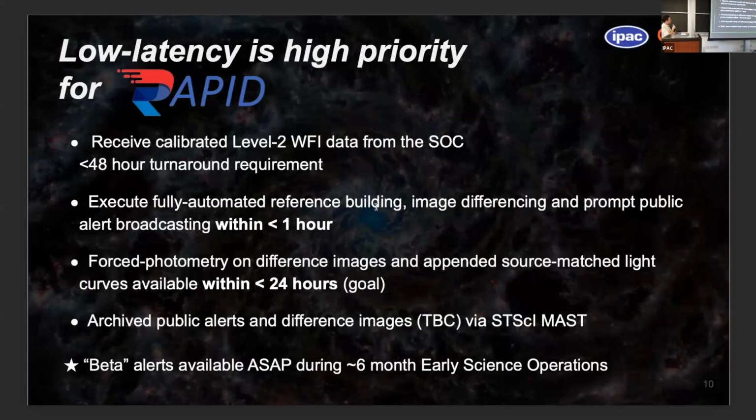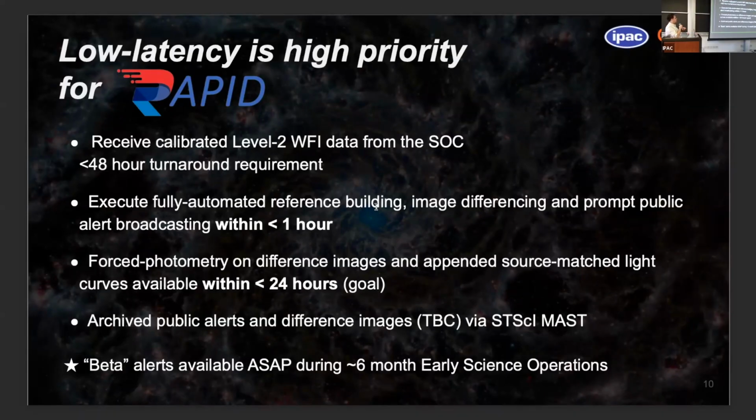So I'm running a little short on time, so I'll move through this quickly, but I want to get to what Rapid is actually going to deliver. Our highest priority, of course, is low latency, so we can get alerts out quickly. We'll be receiving level 2 calibrated data from the SOC at Space Telescope, and their requirement is 48 hours from downlink of data to when that calibrated image is available, although I've heard they're testing much faster than this, and it's likely to be something like 8 hours more typically.